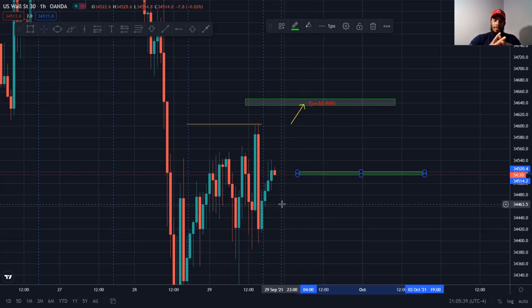But as you can see, we're coming back to this trade right here, and I've marked up my highest high, 30 for 30 strategy, right here.